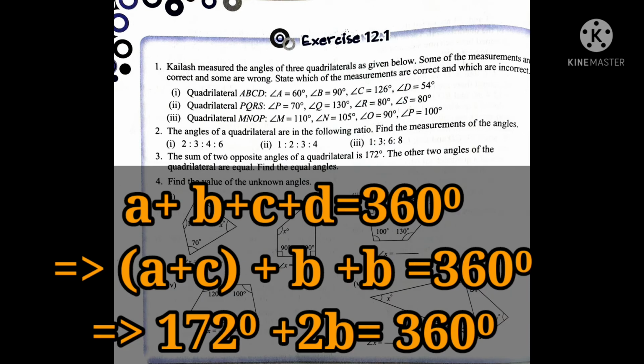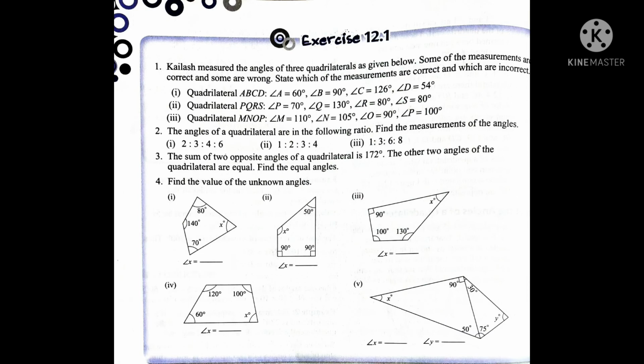According to this question, we can write A plus B plus C plus D equal to 360 degrees. We can take A plus C inside one bracket, and in A plus C we can write 172 degrees, and in place of D we can write B because the opposite angles are equal. Now after solving this equation, we will get the value of B, that is the value of the equal angles. Okay students, so try to do this question.